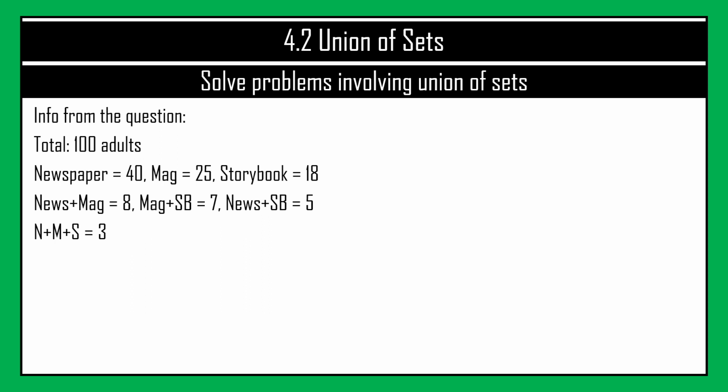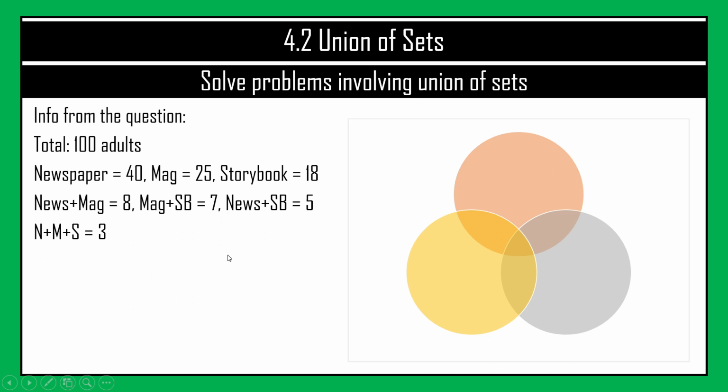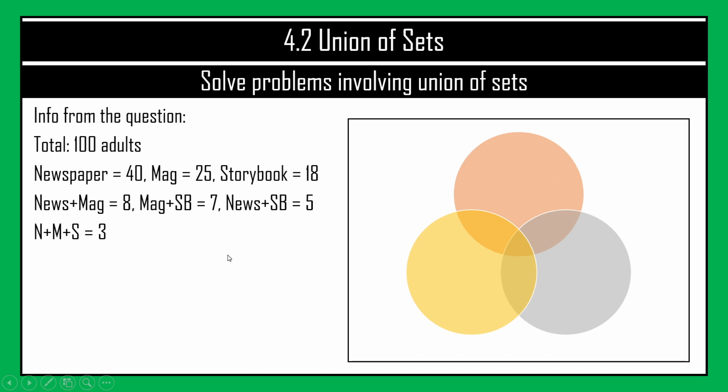Now let's see how to represent them in a Venn diagram. Now there are 3 things that are involved here: newspaper, magazine, and storybooks. Means that we need 3 circles. Alright, and then because there is a total, which is 100, let's draw a square or rectangle around them to represent the overall as well as the universal set.